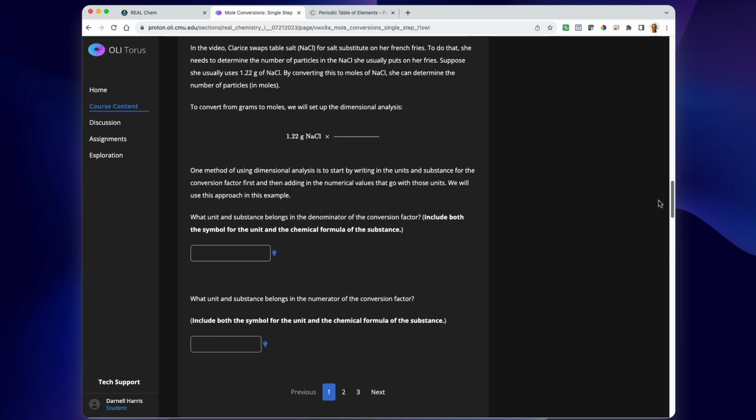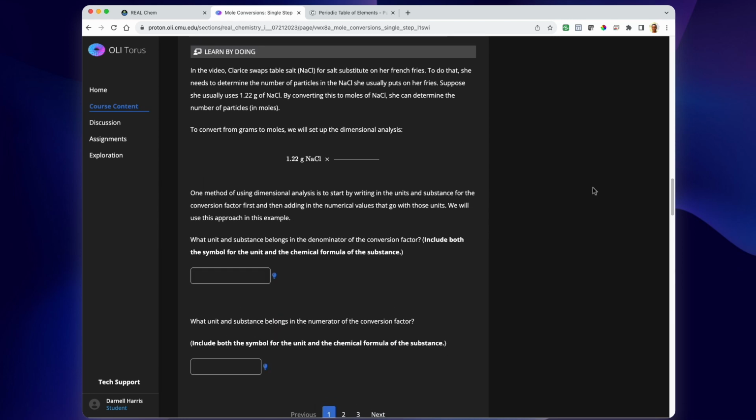I'll scroll to the first learn by doing activity. I'm supposed to calculate how many moles are in a sample consisting of 1.22 grams of sodium chloride. I'm asked first for the unit and substance that belong in the denominator of this fraction. In order to do this conversion, I need to use dimensional analysis. I'm told to put both the symbol and the chemical formula.